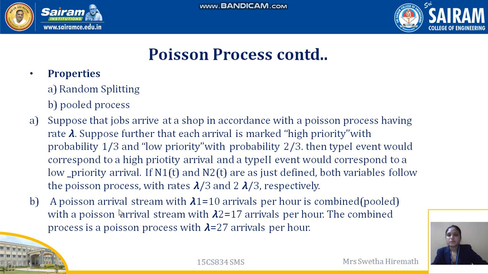Second one: a Poisson arrival stream with lambda 1 equal to 10 arrivals per hour is combined, that is, pooled, with a Poisson process arrival stream with lambda 2 equal to 17 arrivals per hour. We are combining both these arrivals, lambda 1 and lambda 2, and the combined process is a Poisson process with lambda equal to 27 arrivals per hour. So it is a sum of two different types of arrivals. This is about the properties: random splitting and pooled process.